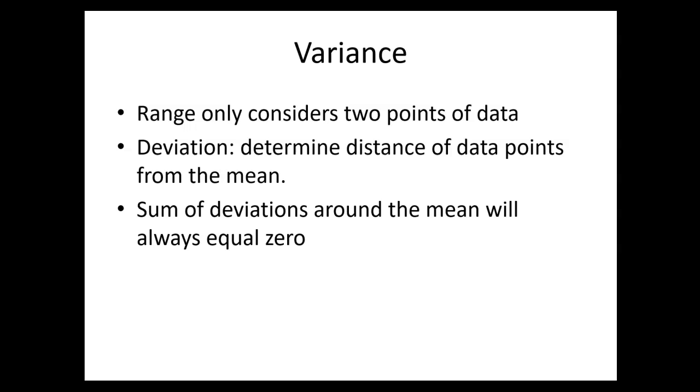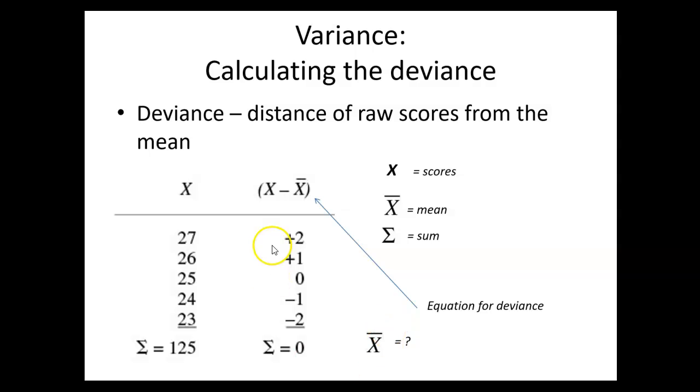Before we talk about variance, we need to understand what deviation is. And that's how we determine the distance of data points from the mean. When you do this, the sum of deviations around the mean will always equal 0. So I'll show you what that looks like. Let's say that we had numbers 27, 26, 25, 24, and 23. In this case, we can say that our mean, the average, is 25.